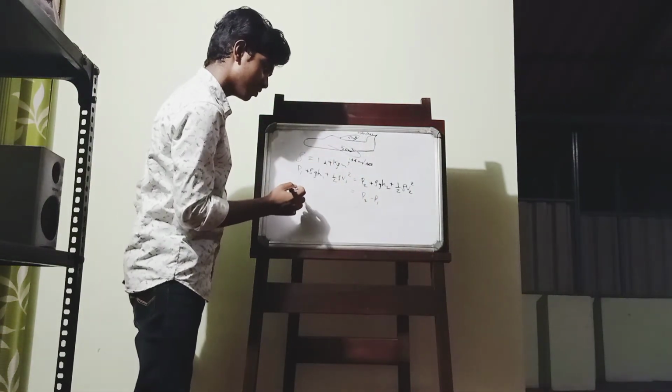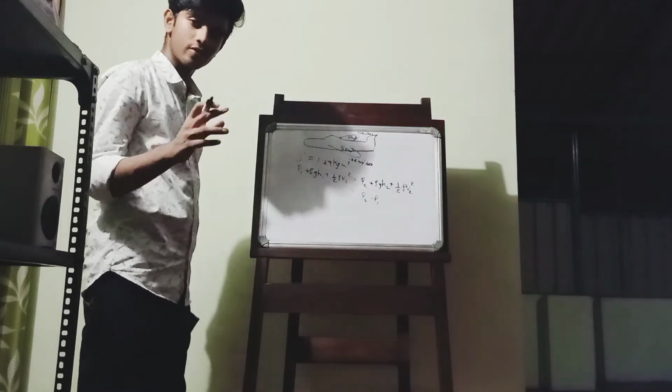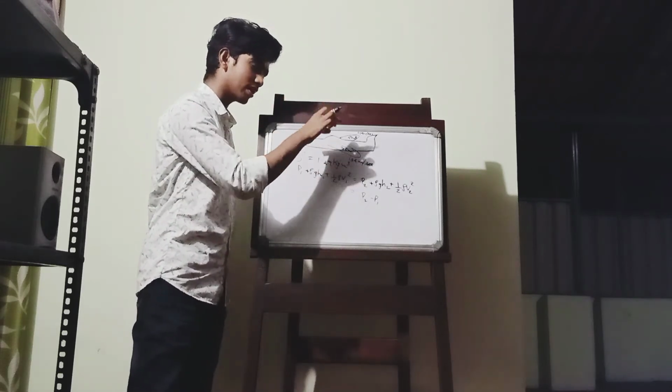Before that, I need to tell you something. This rho g h1 and rho g h2 get cancelled. Do you know why? There is only a slight thickness between the bottom part of the wing and the top part of the wing.